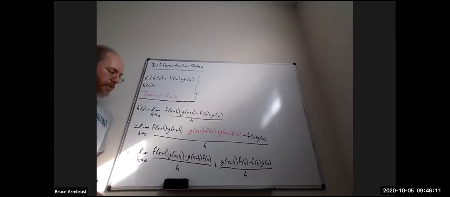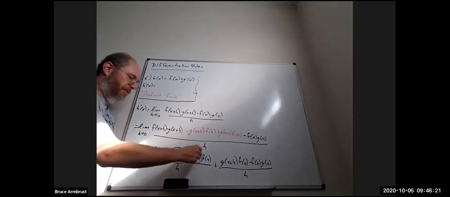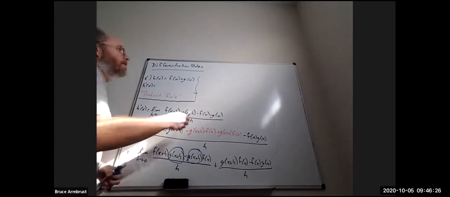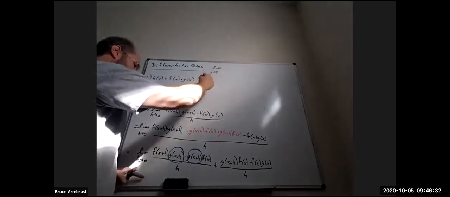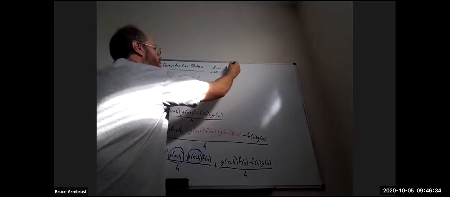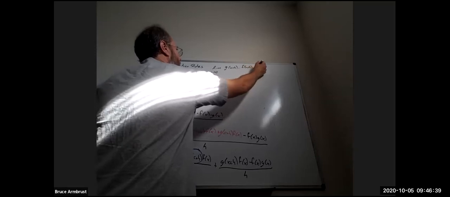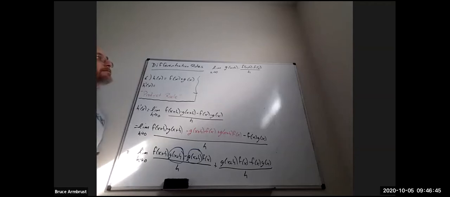All right, so looking at the first set, this first fraction, notice that there is a common factor on top. There's a g of x plus h. Let me factor that out. So I've got the limit as h goes to 0 of g of x plus h times f of x plus h minus f of x over h. So that was this piece.